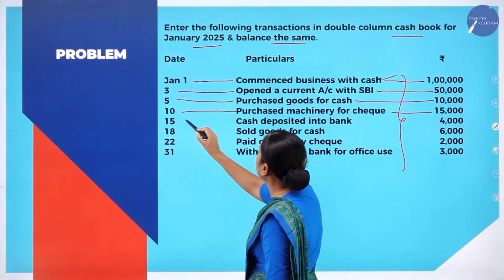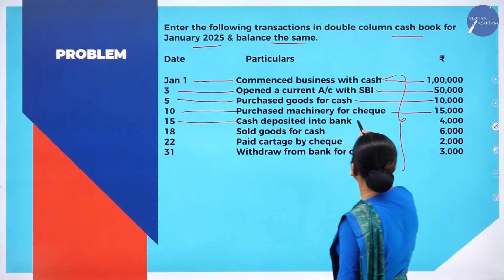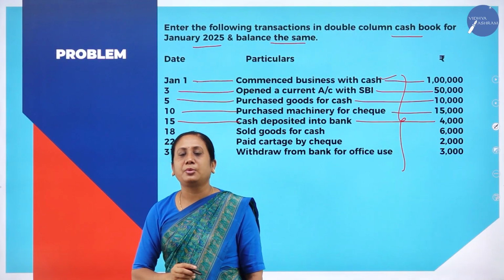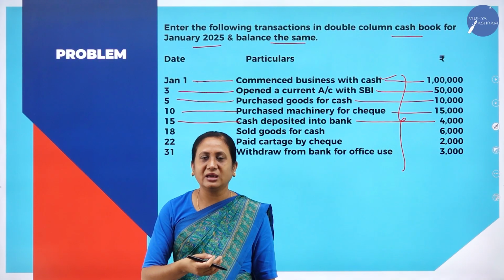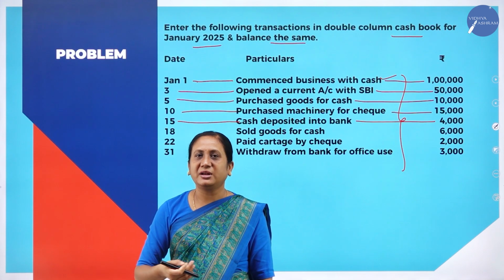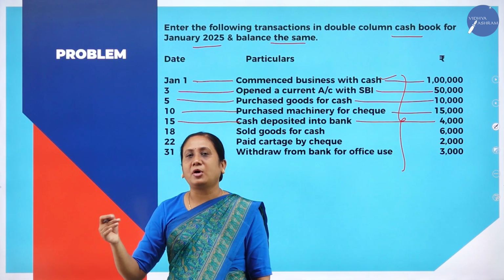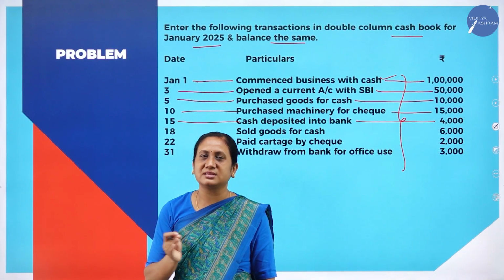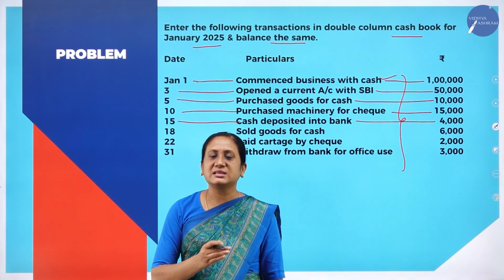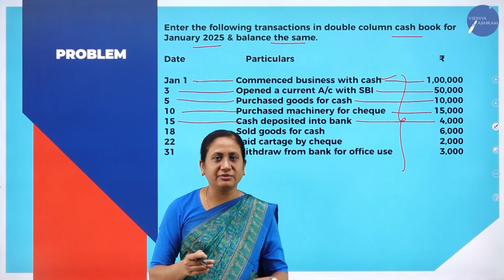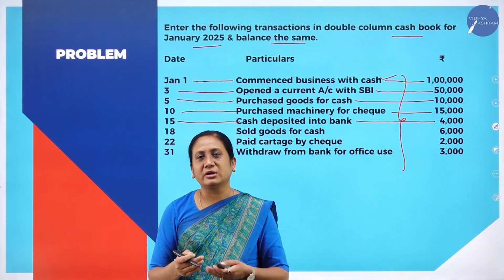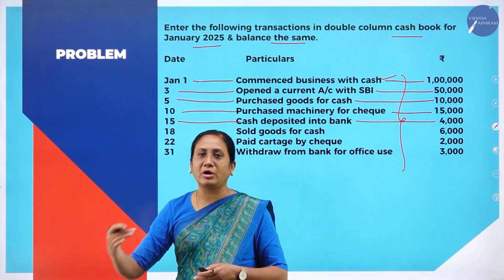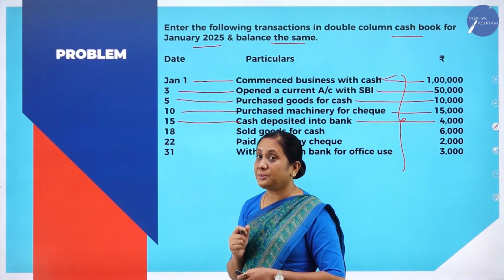Okay. Next, 15th, cash deposited into bank. What is the meaning of this? Cash deposited into bank means what? He is taking money from the business and depositing that amount into his bank account. See here, we will divide this sentence into two. One is he is taking money from the business. For that, we will make one entry. And after taking it, the same money has been deposited into the bank. So the second part, one more entry. That is why, what type of entry is this?